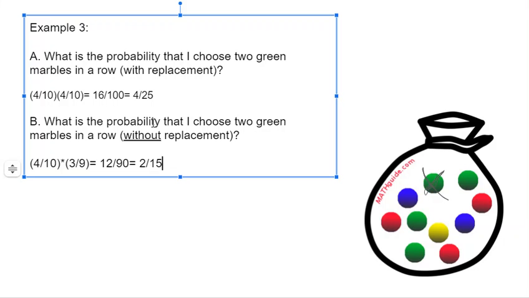So when it says without replacement, that means that when you take the green marble out, you don't put it back in. Because it says the probability I choose 2 green marbles in a row. So first I took 1 out, that's the 4/10, but I took it out, it's gone. And then the second time, there's only 3 left.